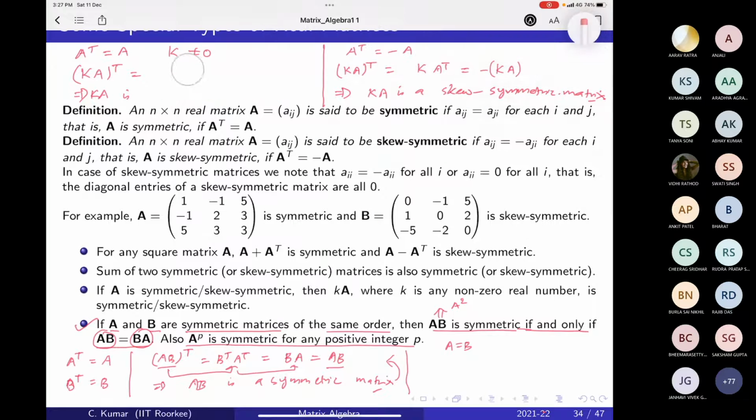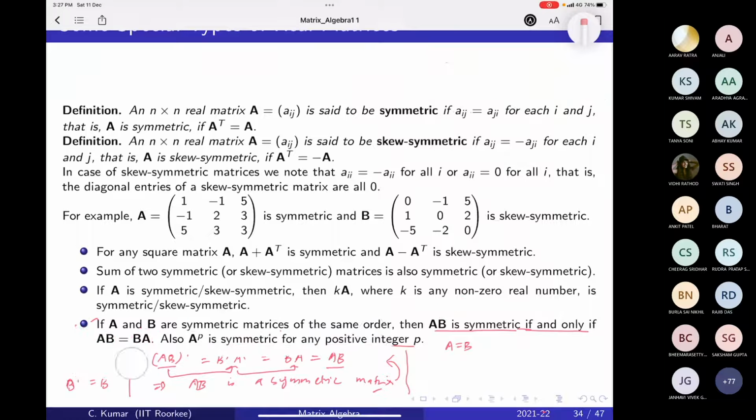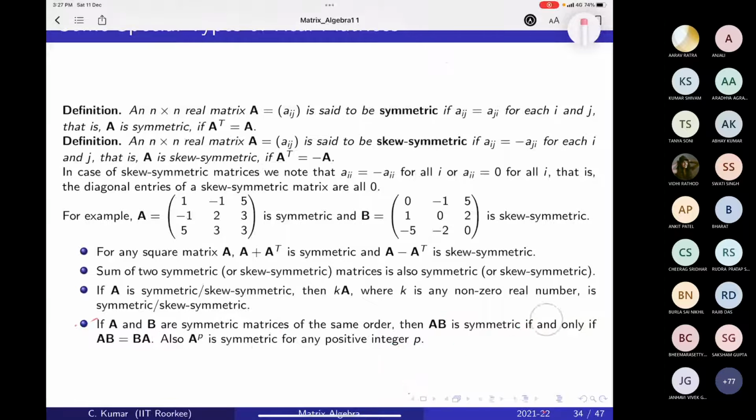Sir, will you please repeat this A to the power P is symmetric concept, please, sir? Yeah, sure.